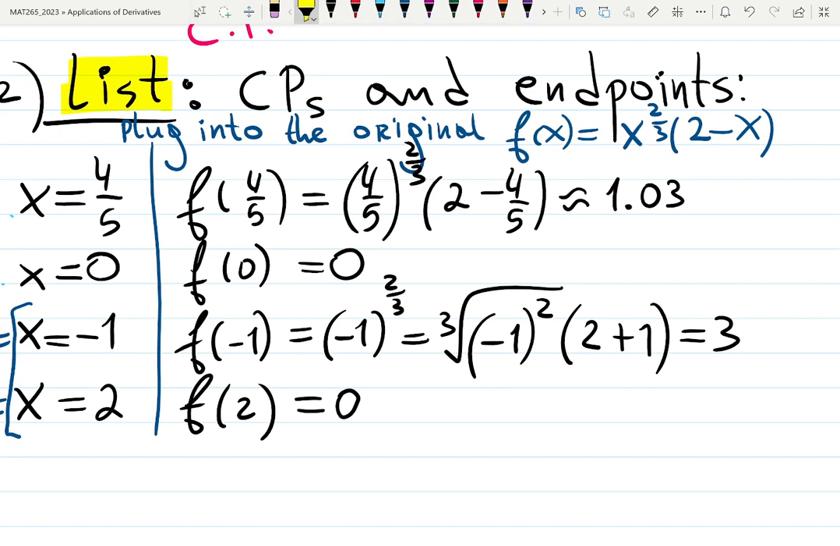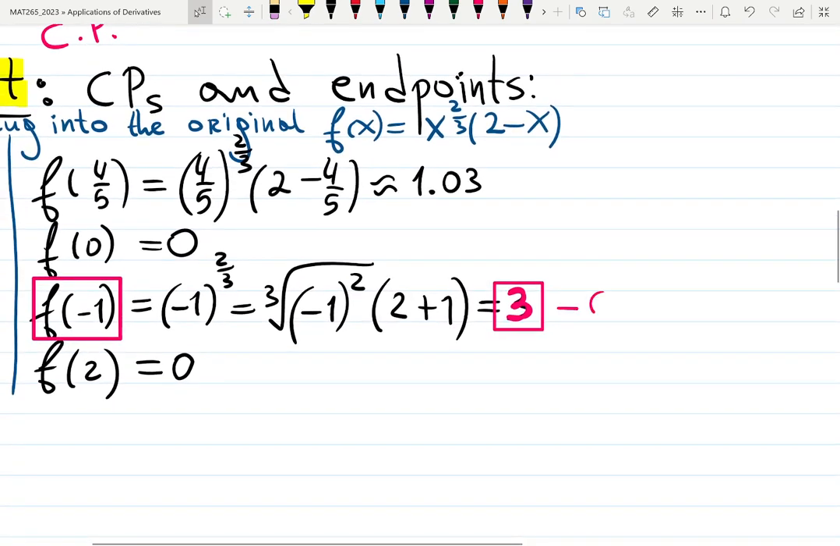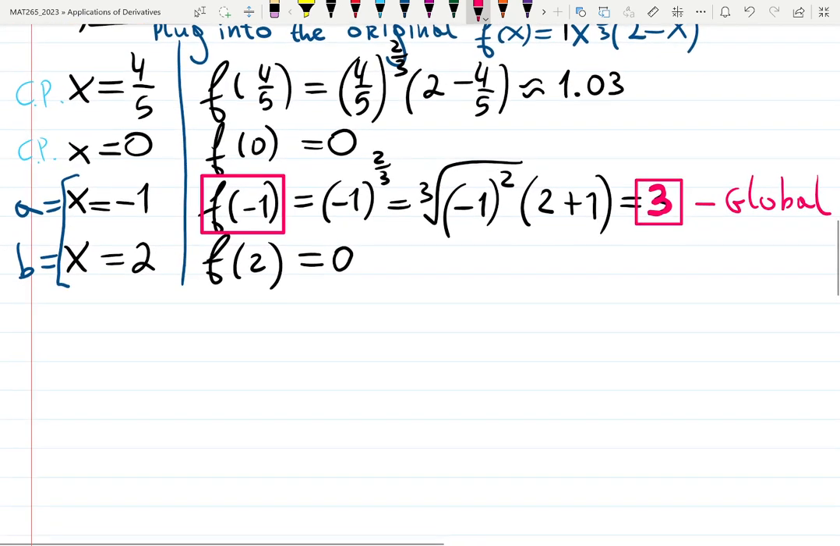I have 4 answers. Choose the biggest output and the smallest output. The biggest output gives you the global maximum at that input, and the smallest output gives you the global minimum at that input. What is the global maximum here? What's the biggest number as an output? 3. Thus, I'm going to put it in a box. F at -1 gave me 3. That is called the global maximum.